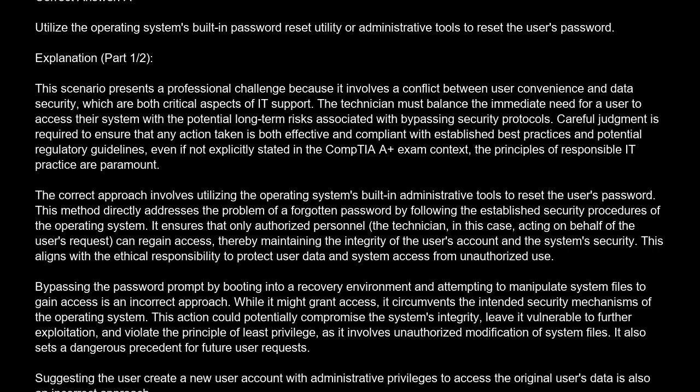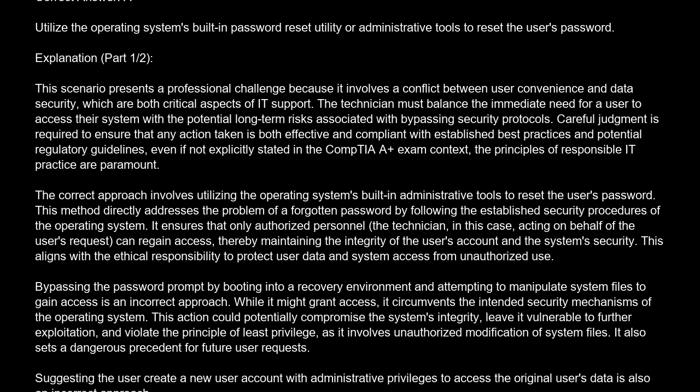Bypassing the password prompt by booting into a recovery environment and attempting to manipulate system files to gain access is an incorrect approach. While it might grant access, it circumvents the intended security mechanisms of the operating system. This action could potentially compromise the system's integrity, leave it vulnerable to further exploitation, and violate the principle of least privilege, as it involves unauthorized modification of system files. It also sets a dangerous precedent for future user requests.